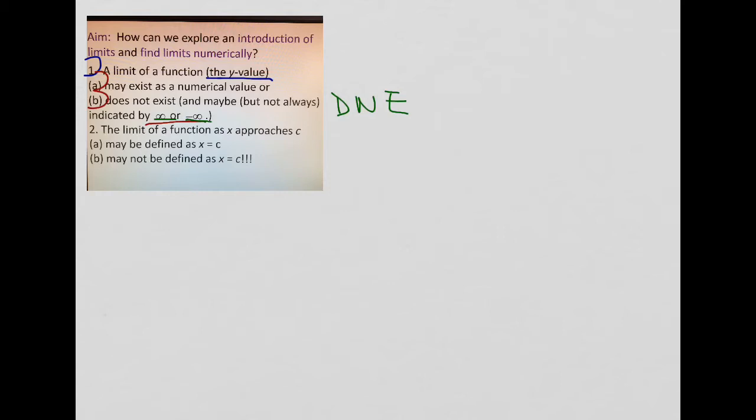As you copy this down, I hope you're listening. The reason we do that is because we can't actually give any other answer. It definitely wouldn't have a numerical value, and we can't say it's positive infinity or negative infinity. It's just nothing. So that's why I wrote for 1B, maybe but not always, we can write the answer as positive infinity or negative infinity. Now that you know a limit of a function can have various answers.